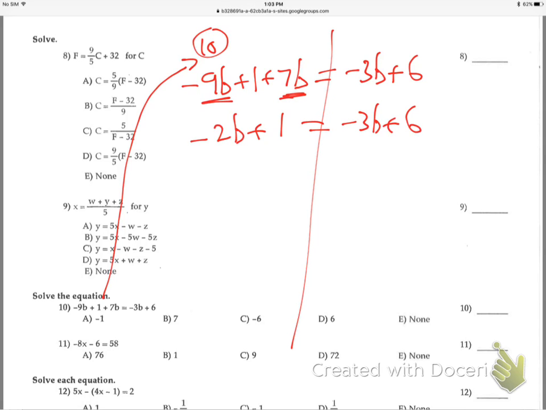Now we've got b's on opposite sides. What do we always do about that? Letters on opposite sides? Get rid of one of them. It doesn't matter which one. Just get one of them out of there by doing the opposite. So you could go plus 3b, because that'll get rid of that one. Or you could do plus 2b, because that would get rid of the left one. Just do the opposite of somebody. Get rid of one of them.